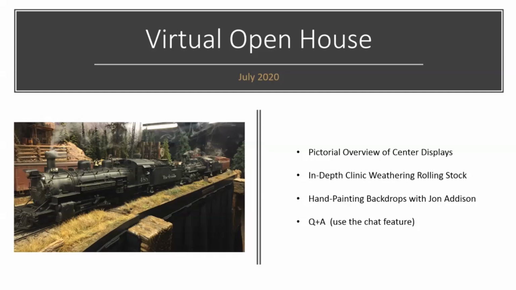And so John Addison is doing that now. He is redoing the backdrops on the Silverton Central, the S-scale layout that we have there. And we have a short video segment on that, and he's here live also to explain some of the techniques he used with acrylic paints to get that done.